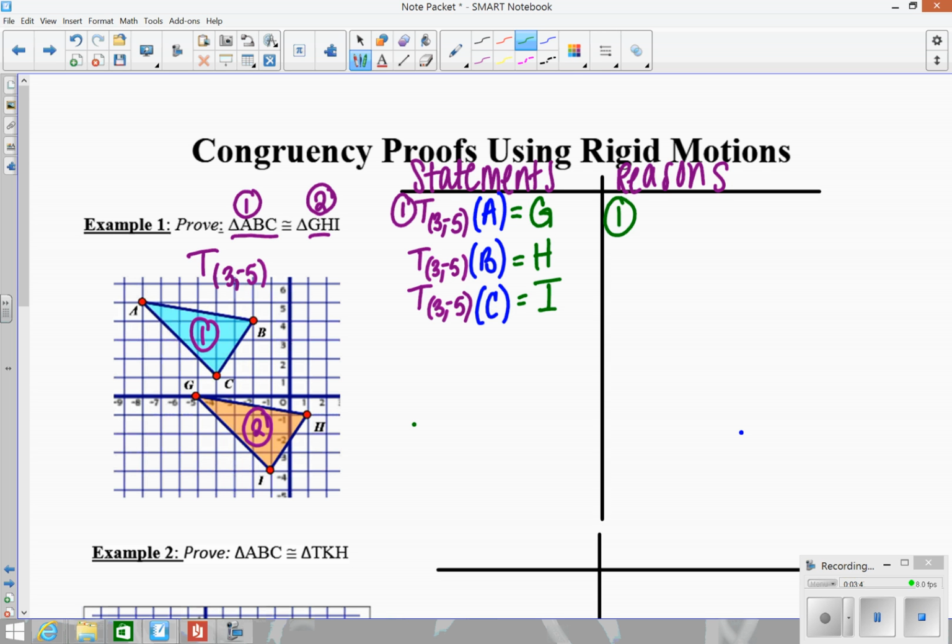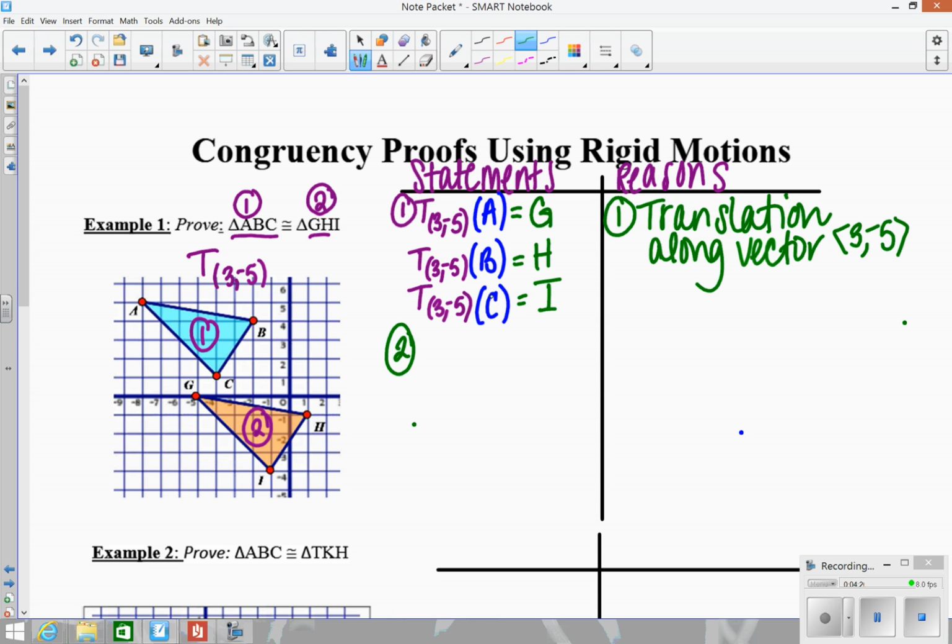And the reason for this is you did a translation along, either you can say the same vector or along vector 3 comma negative 5. And I'm using that vector notation there. So now, since I have shown that these 3 points mapped, now I have to actually show that that means that the whole triangle maps. So all of these other points on the segments mapped. So second step, just keep the order right here. So triangle ABC mapped onto triangle GHI.